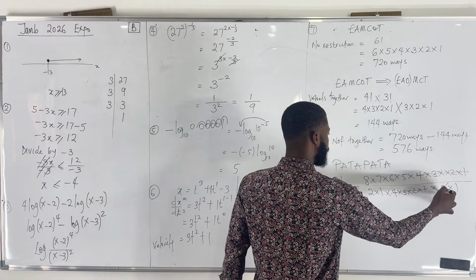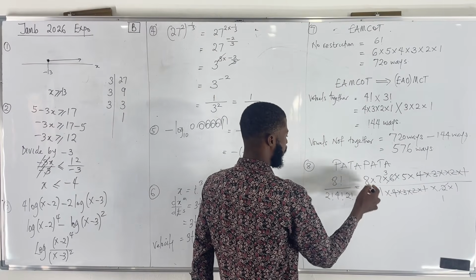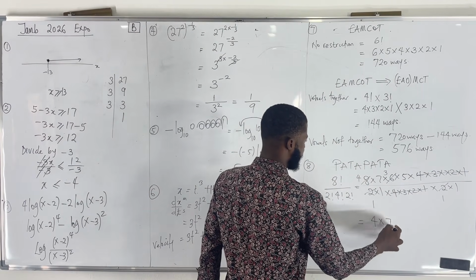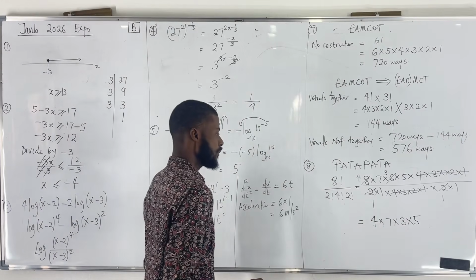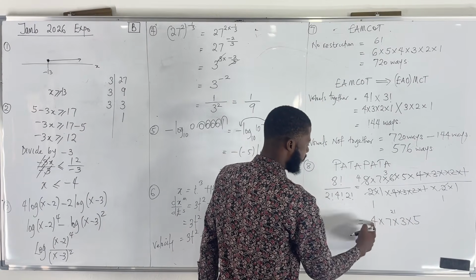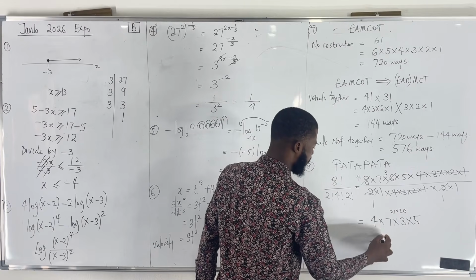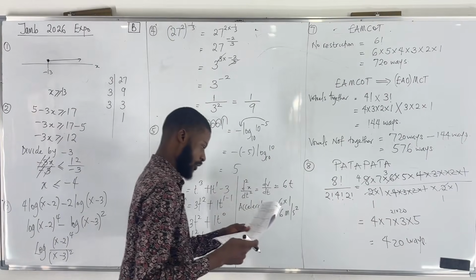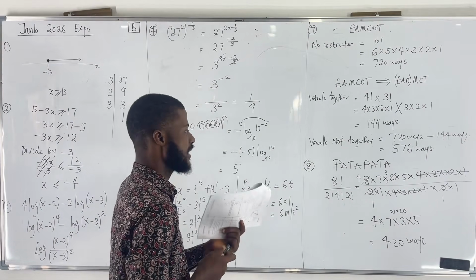Next, 2 here is 1. 2 into 6 is 3. 2 here is 1. 2 into 8 is 4. So what will be left is 4 times 7 times 3 times 5. Alright. 7 times 3 is 21. 4 times 5 is 20. So 21 times 20 will give 420 ways. So yep, the answer is going to be B, 420 ways.